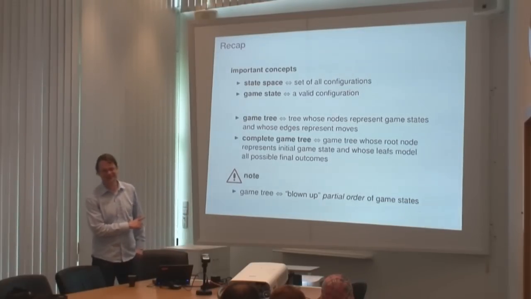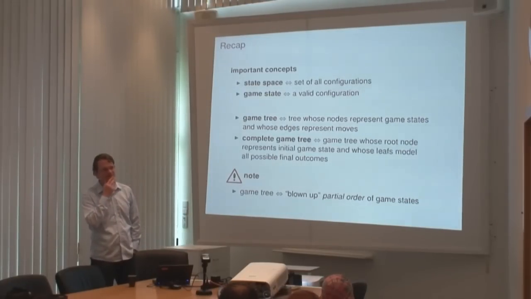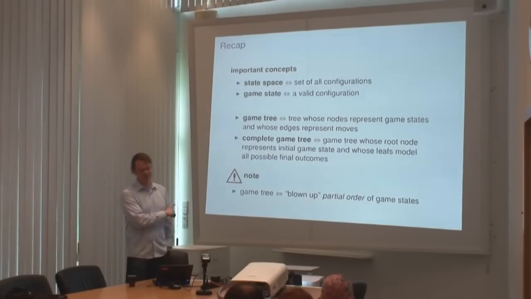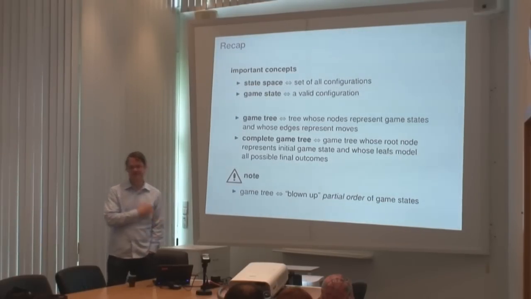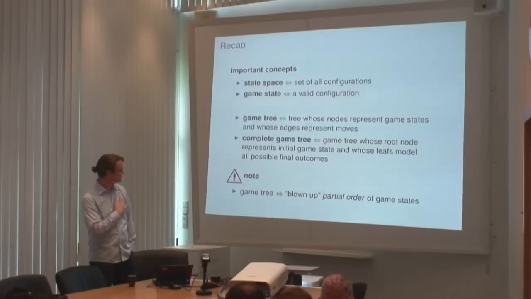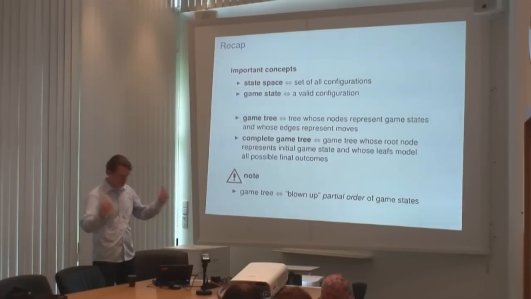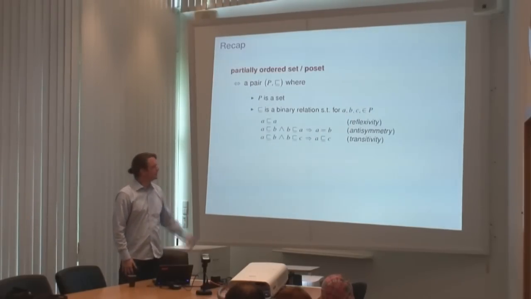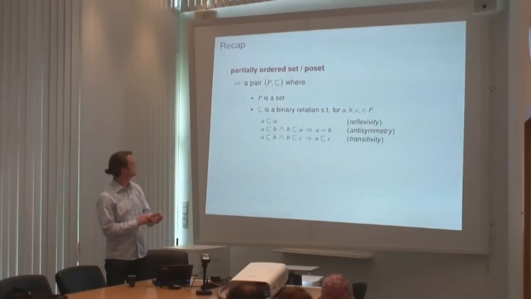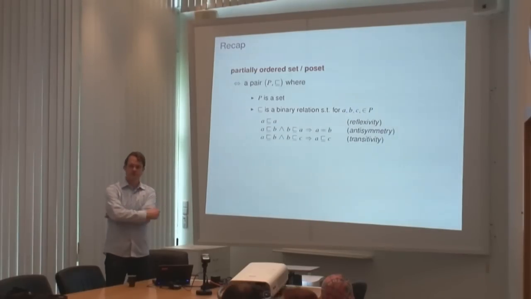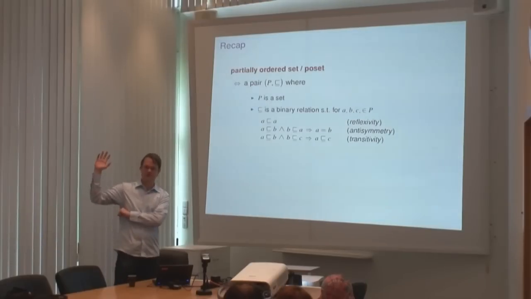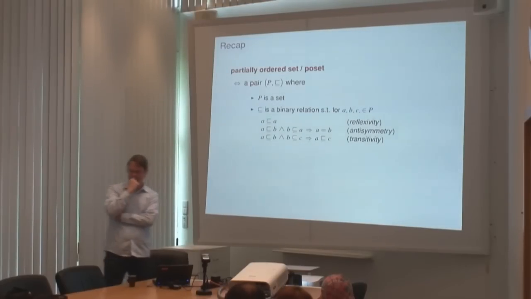I wanted to point out, and now he already did, that this notion of a game tree is indeed something we could understand as a blown-up partial order of game states. So what is a partial order? To understand that, we have to familiarize ourselves with the notion of a partially ordered set. Have you heard of partially ordered sets before? All right, there you go. How come you have heard of it?